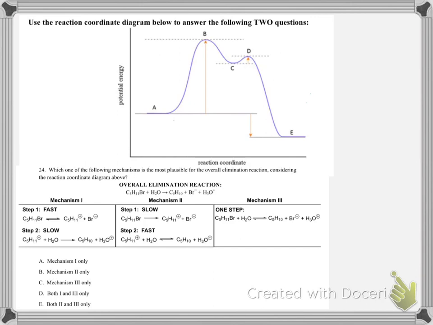And so here we're using that same reaction coordinate diagram, and I want us to figure out which of these mechanisms could possibly correspond to this diagram. And so we know from looking at this diagram that the first step has a huge activation energy compared to the second step. So we would say the first step is going to be the slow step, and the second step is going to be fast.